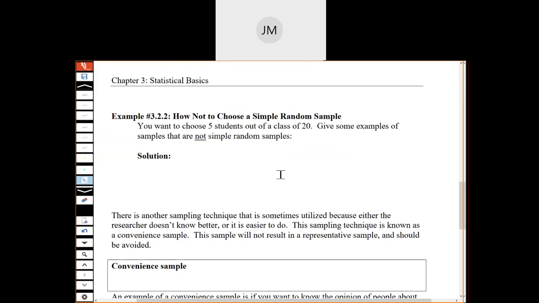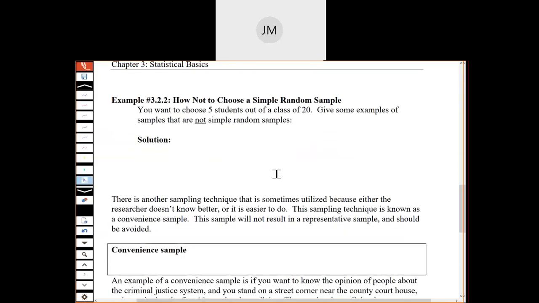Let's look at a bad way to choose a random sample. Let's suppose I want to pick 5 students out of a class of 20. Let's look at some ways that are not random samples. One way that I could do that is I could pick the 5 people sitting in front.